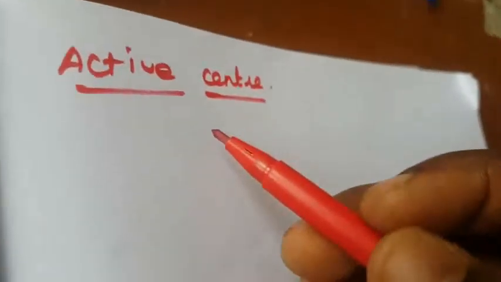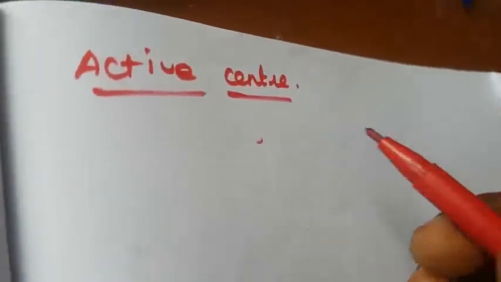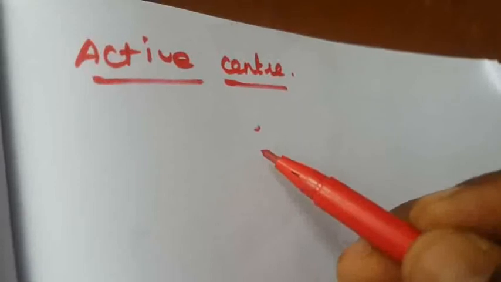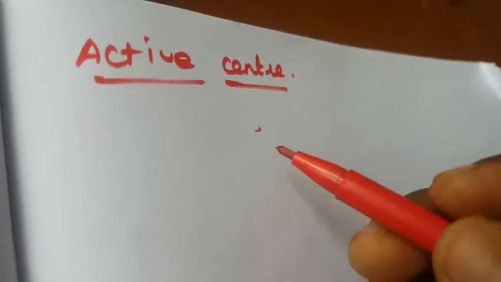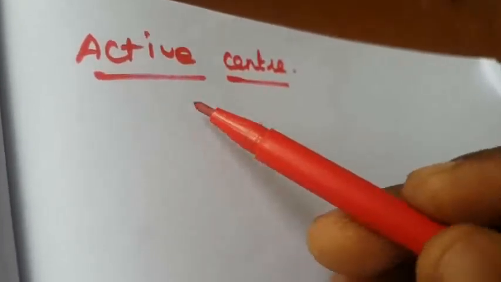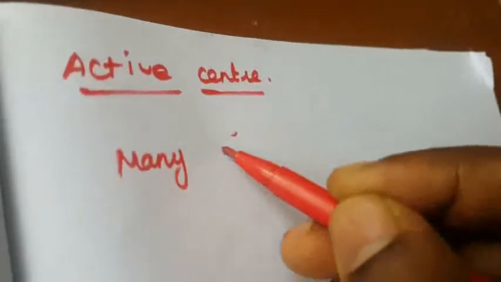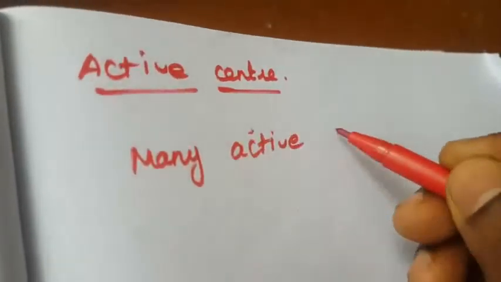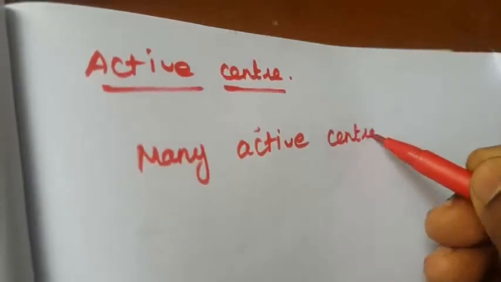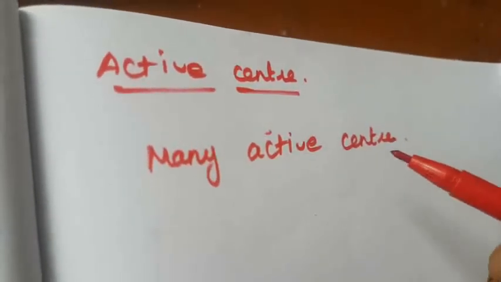So active center means the reaction takes place in a particular place, that is called the active center. In the adsorption theory, they increase the surface area of the metal oxide by reducing the particle size. What is the effect of active centers? Many active centers increase the rate of the reaction. That is the finely divided catalyst.